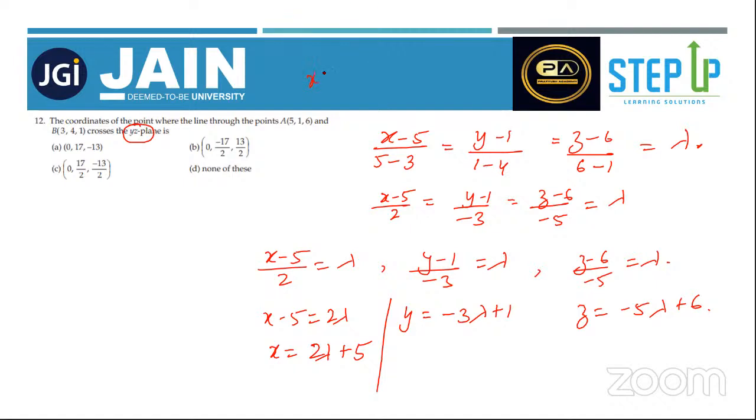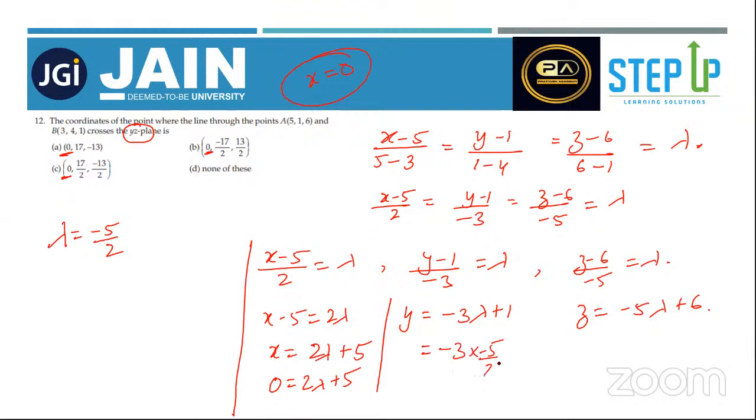If it is in YZ plane means x equal to 0, correct? That's the reason in options also, if you see, the first term is 0. So if x equal to 0, and it is 2 lambda plus 5, then what is lambda? Lambda is equal to minus 5 by 2, correct? Lambda equal to minus 5 by 2, which is equal to minus 3 into minus 5 by 2 plus 1.